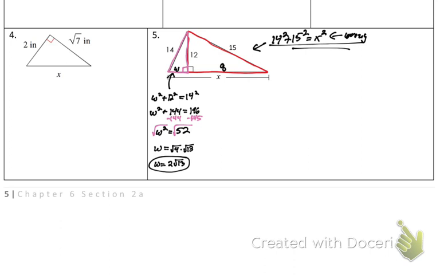We're not done. We have to find the other one. We need to find Q. Now notice Q is also a side length. 12 is a side length. 15 is our hypotenuse. So to find that, we're going to go side squared plus side squared equals hypotenuse squared. So that would be 12 squared plus Q squared equals 15 squared. Take a second and on your own, solve for Q.